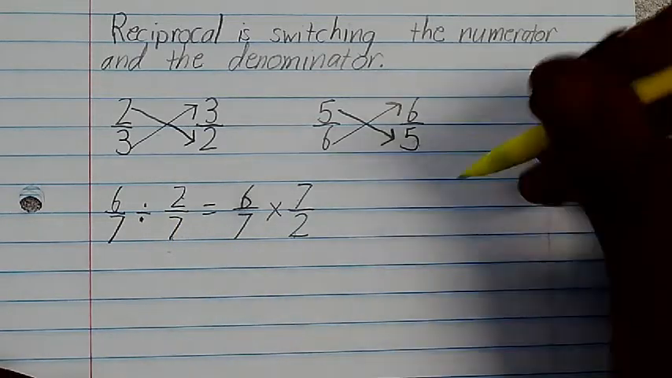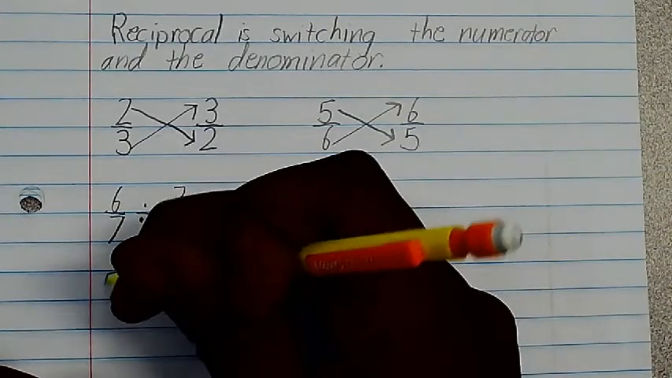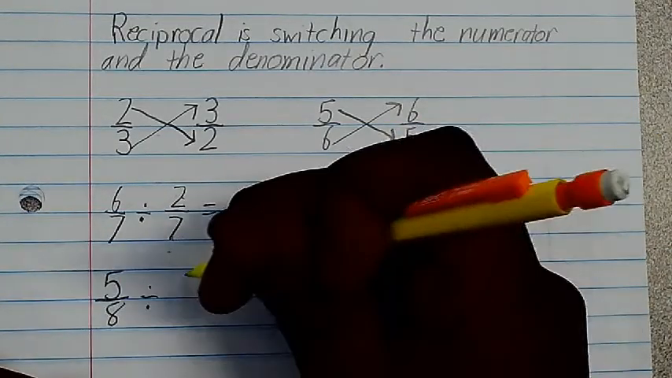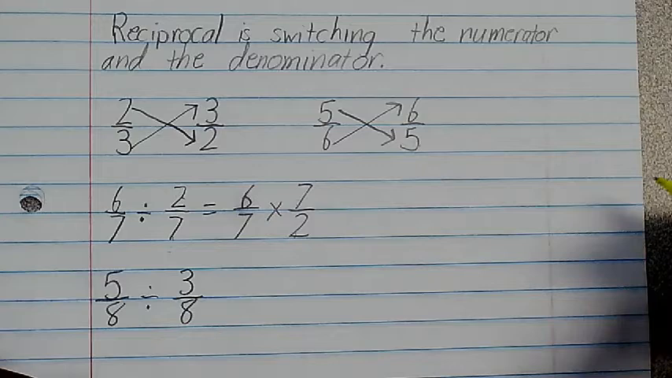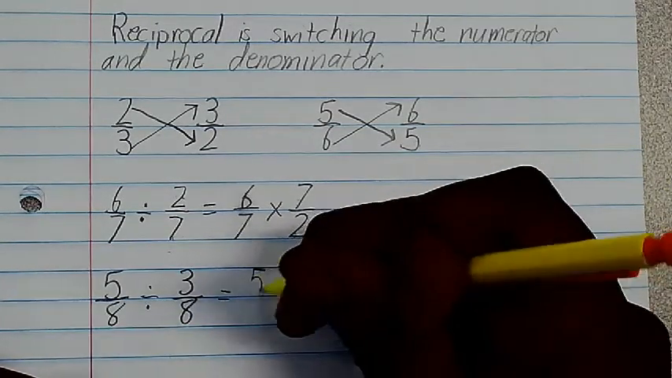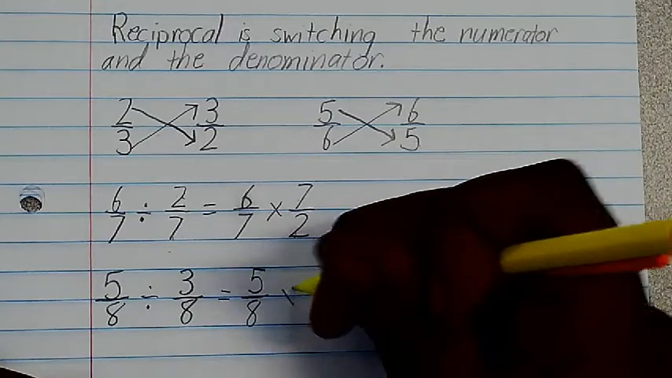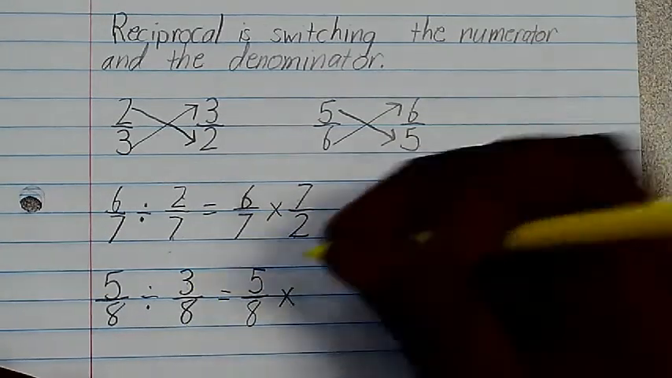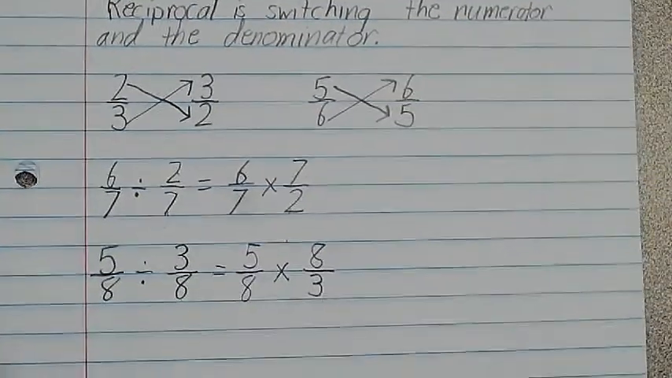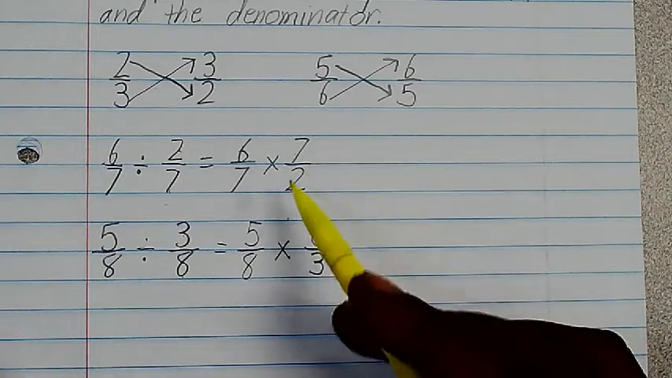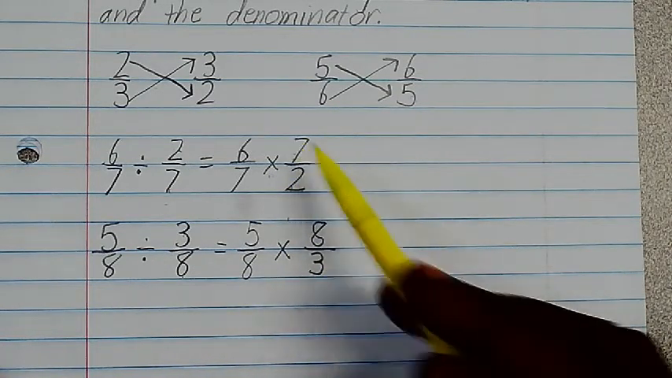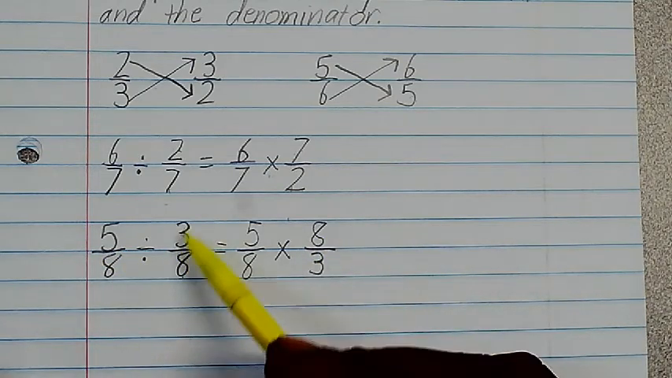Okay? If we had the following: 5/8 divided by 3/8. We're going to rewrite this. So we have 5/8 times, and the reciprocal of the second term is 8/3. Okay? So remember, for that second term, we change the symbol to multiplication, and then we find the reciprocal of the second term.